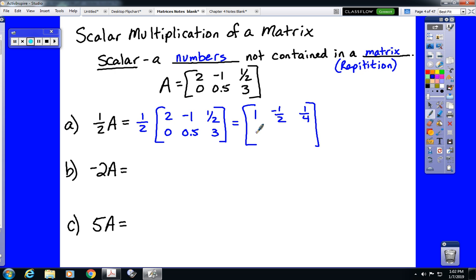0 times 1/2 is 0. 0.5 times 1/2 is 0.25, or 1/4. And 3 times 1/2 is 3/2. Now you might be thinking, Mr. Wills, how come only one of those numbers is a decimal? That bothers me. Well, if you want to turn that into a fraction, I'm okay with that.